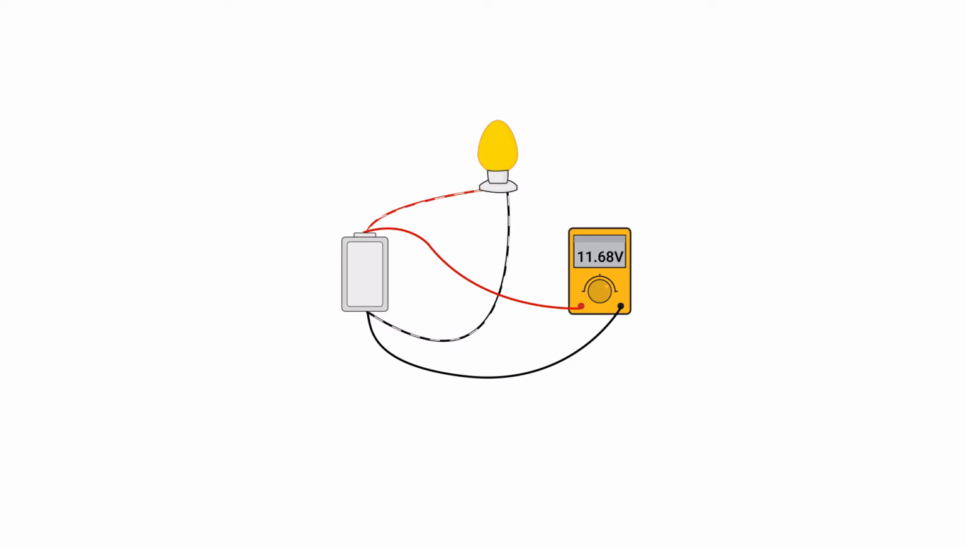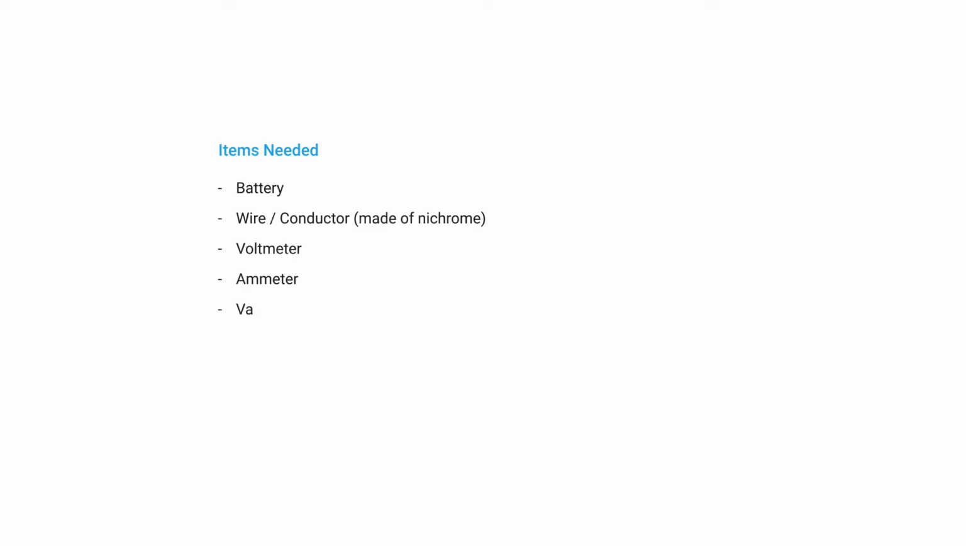In this experiment, here are the things that we will need. We will need a battery. We need a conductor, a wire. In this particular instance, we are going to use one made of nichrome. We need a voltmeter, ammeter, variable resistor or rheostat, then a beaker containing water. Let's look at how our setup is going to be.